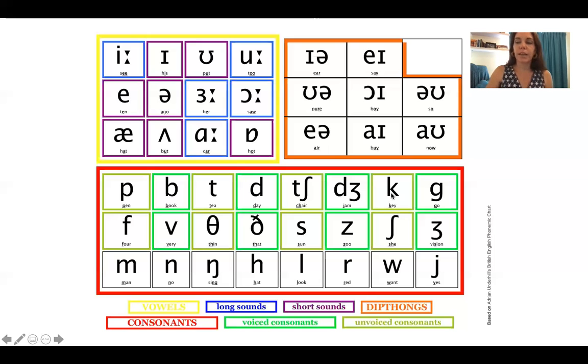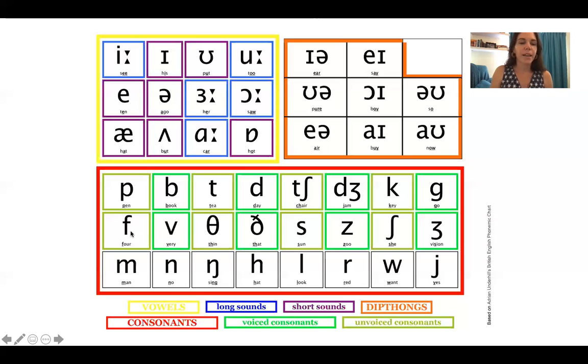The next one is k. I'm making that sound at the back of my tongue, but there's nothing from my voice. You try. K, nothing there. The next one is g. Same as k, but I use my voice. G, k. See if you do them together and see if you can feel the difference. K, g, k, g. Can you feel the difference?